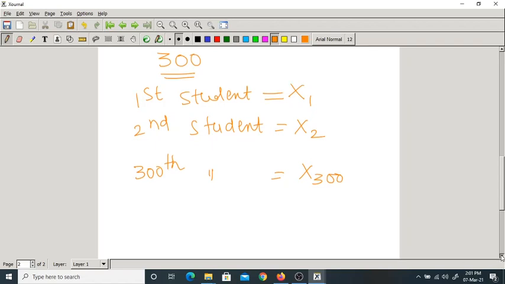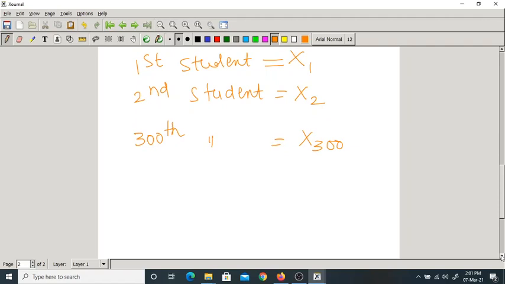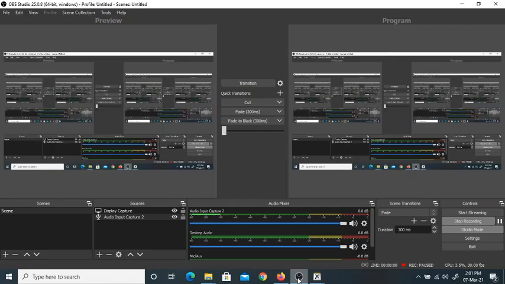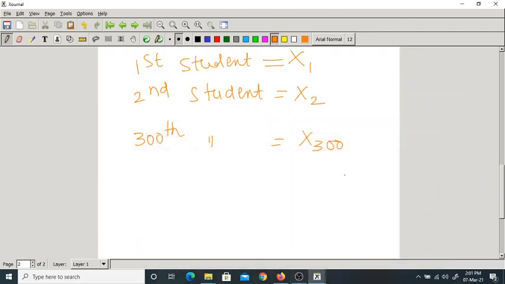Now what kind of random variable is this? We know that each student may or may not get A grade. So for x1 we have only two possibilities. What are they? He may get A grade or he may not get A grade. Now what kind of variable is this? This is the Bernoulli random variable, where there are only two possibilities.